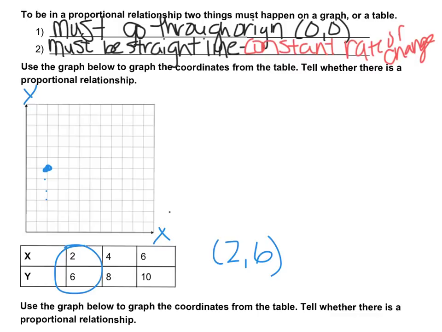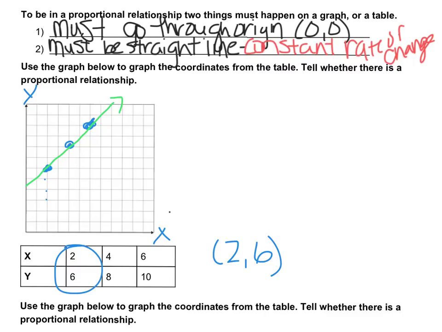And then over 4, up 8. And then over 6, up 10. And then we can go ahead and connect those. Try to use a straight edge or something, or draw the line as straight as you can.